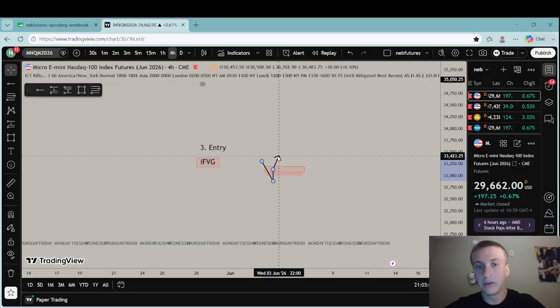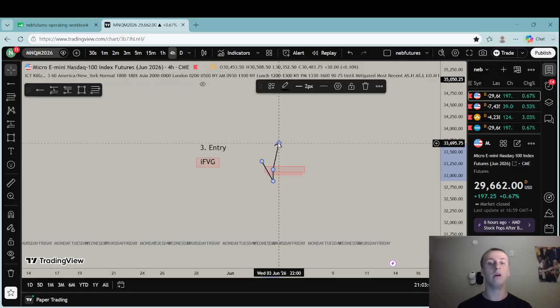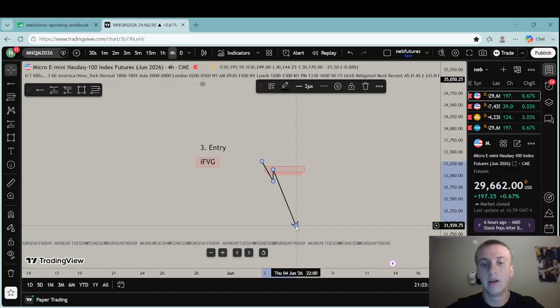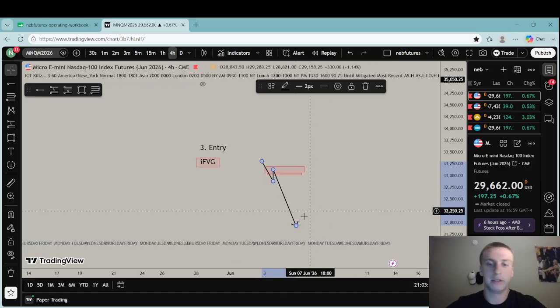We got the 30-second inversion. That's our entry model. Long, long, long, right? This could very easily tap into this 3-minute gap and then run the opposite direction.